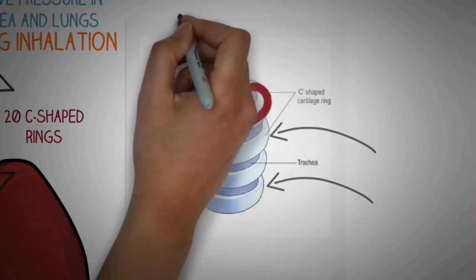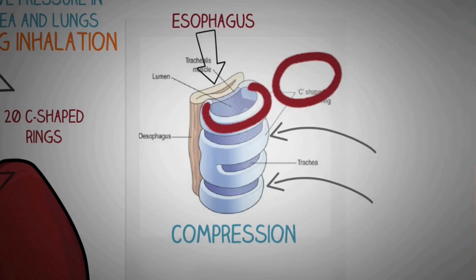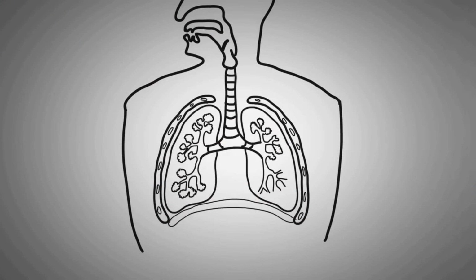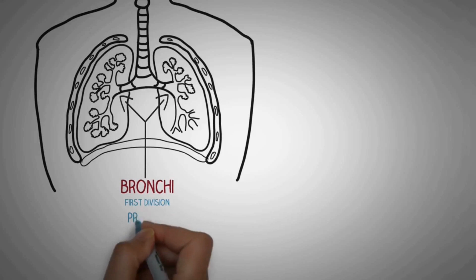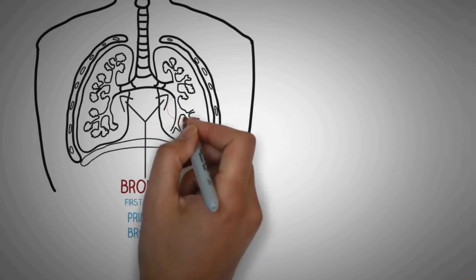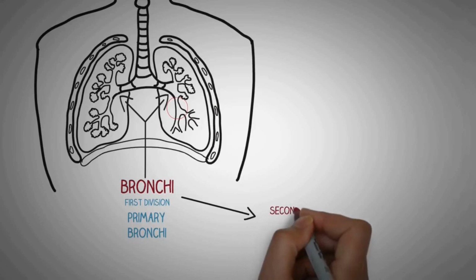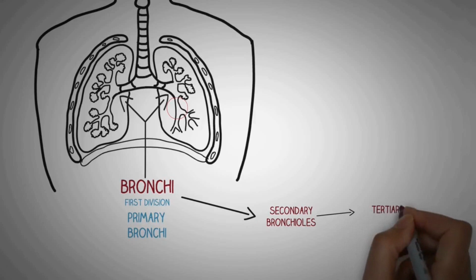These are not completely circular because esophagus lies behind the trachea, and if these rings were circular, they would have compressed the esophagus during swallowing, and this could have led to choking. The trachea then divides into the primary bronchi. Now this is called the primary bronchi because it is the first division of the trachea. The primary bronchi then divides into secondary bronchioles, and then the secondary bronchioles divide into the tertiary bronchioles.